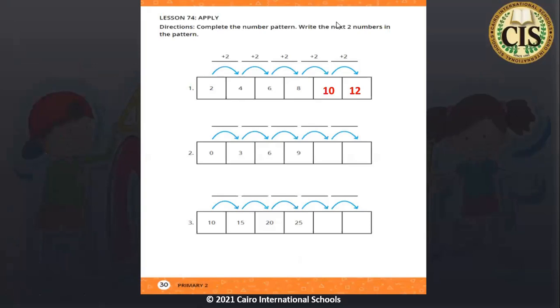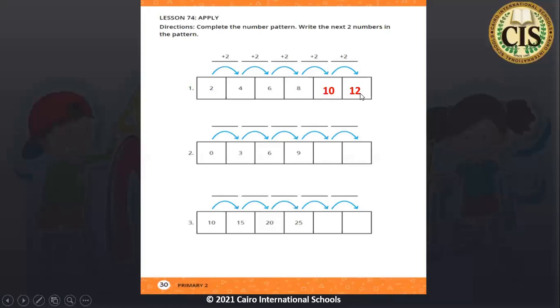Okay, lesson 74, the apply part. Complete the number pattern, write the next 2 numbers. Okay? Lesson 74, the pattern rule is already written for us. So we're going to apply the pattern rule. 2 plus 2 equals 4. 4 plus 2 equals 6. 6 plus 2 equals 8. 8 plus 2 equals 10. After 8: 9, 10. 10 plus 2 equals 12.